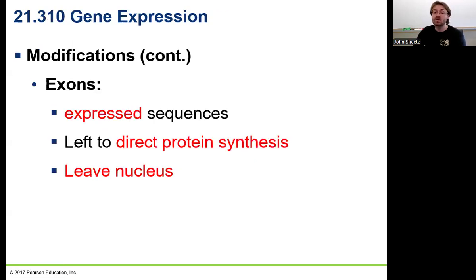Exons, by contrast, are the expressed sequences. They are the whole point of copying over the DNA to the RNA. So these are going to be allowed to express themselves. They're going to be directly utilized for the protein synthesis, and this is what's going to actually leave the nucleus.